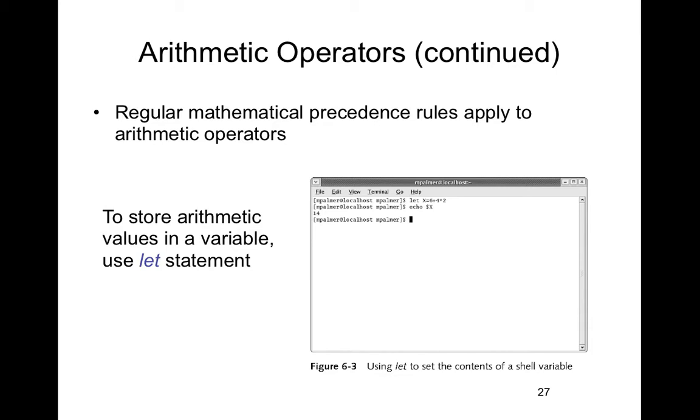So here we have one. It says let, and let is the key. So we don't have data types, by the way. Well, we do have data types, but we don't have to use them. We can have a typeless system going on here. So regular mathematical expression rules apply to arithmetic operators. To store the arithmetic values in a variable, you use let. So this example here is saying let x is equal to something and then echo x.